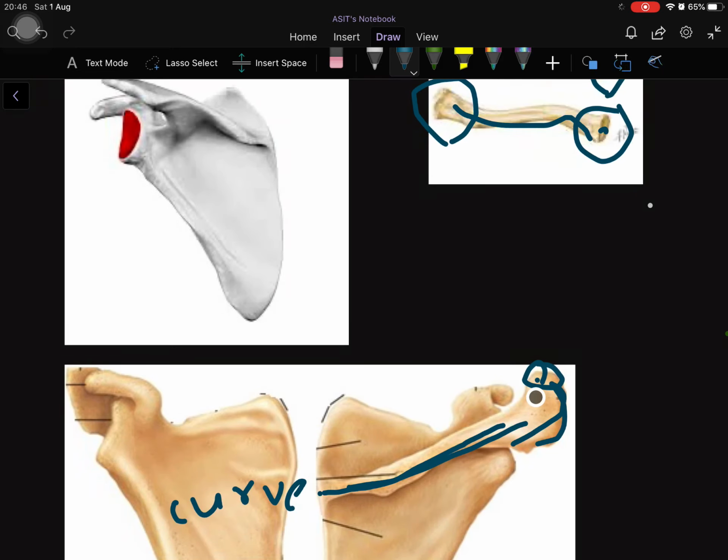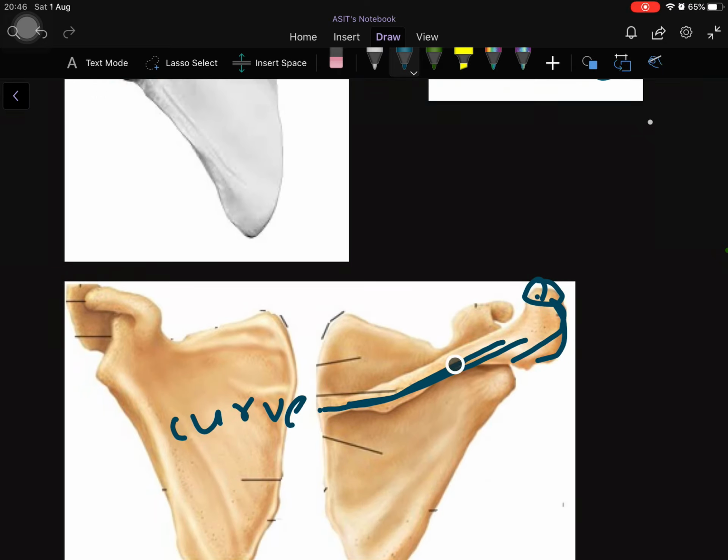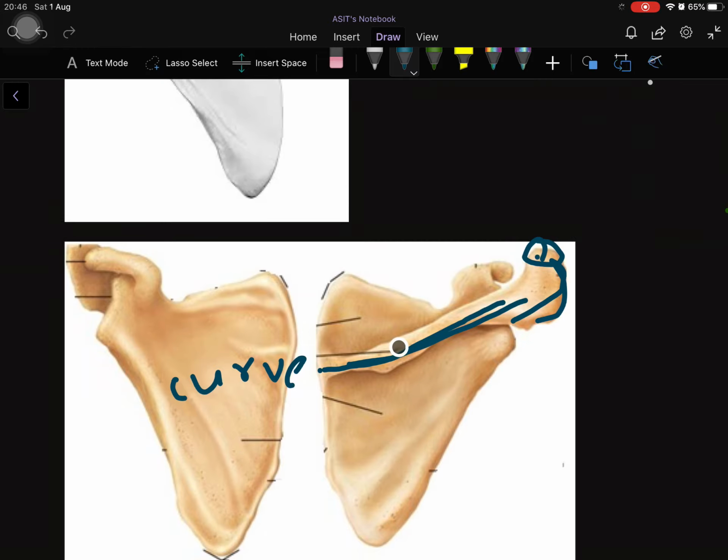At last I will show you the whole picture. Now just remember, the spine will be like this, and it divides the posterior side of the scapula into two parts. Here will be the supraspinous fossa, and here the infraspinous fossa. Because it is present at the upper part of the spine, it is called the supraspinous fossa, and this is called the infraspinous fossa.